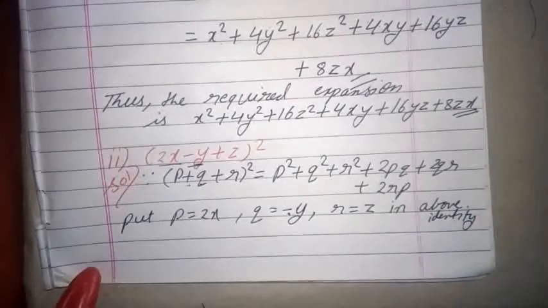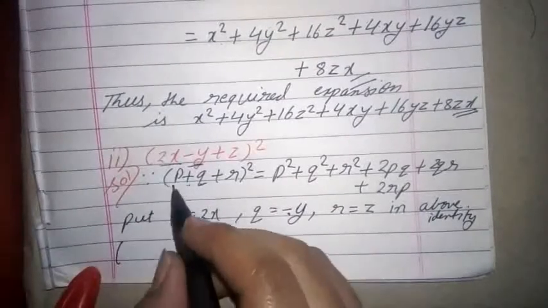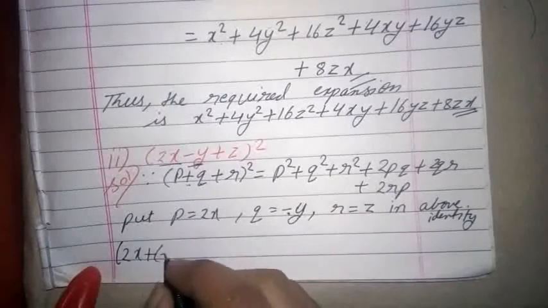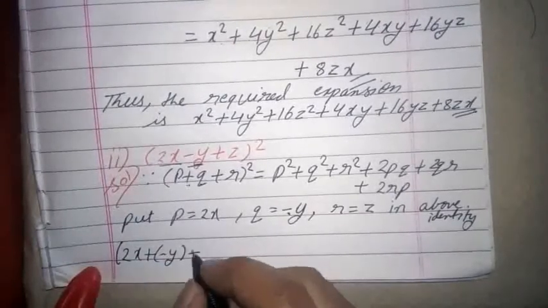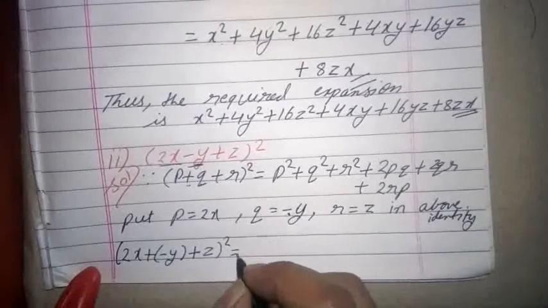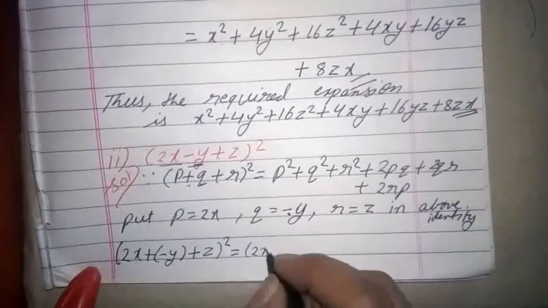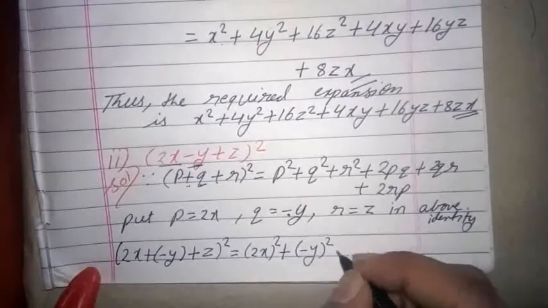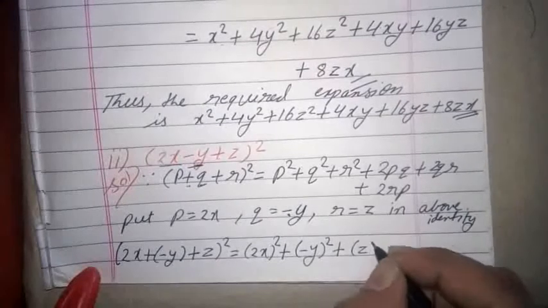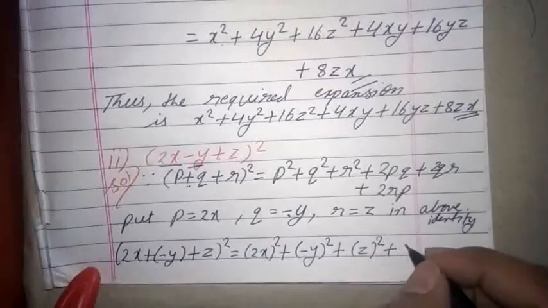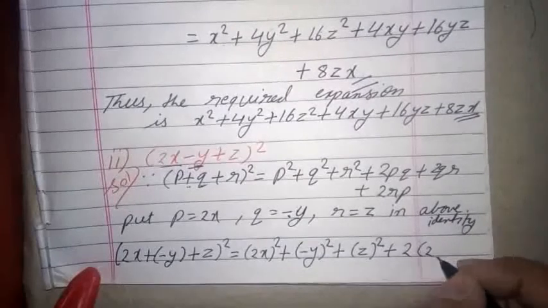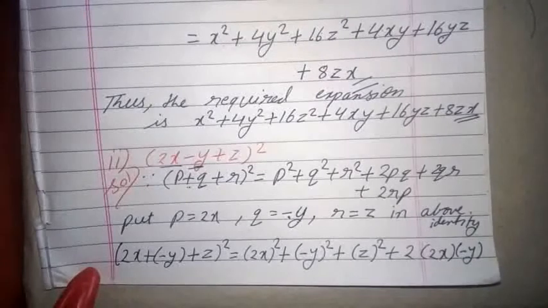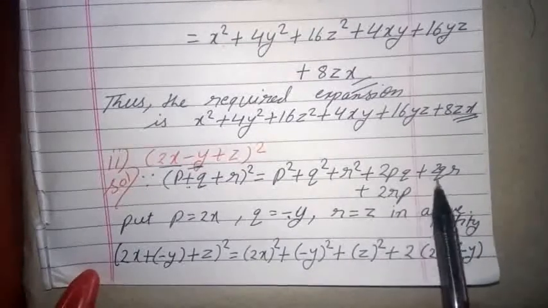Okay, above identity. So bracket p is 2x plus q, but q is negative, so bracket minus y plus r, value of r is z, whole square equal p square means whole square of 2x plus q square, and value of q is minus y, so whole square of minus y plus r square, and value of r is z, so whole square of z plus 2, value of p 2x and value of q minus y. Next, we'll continue in the next page.